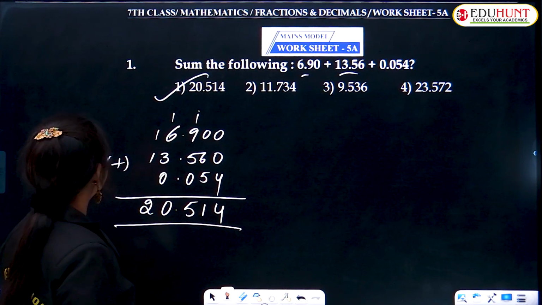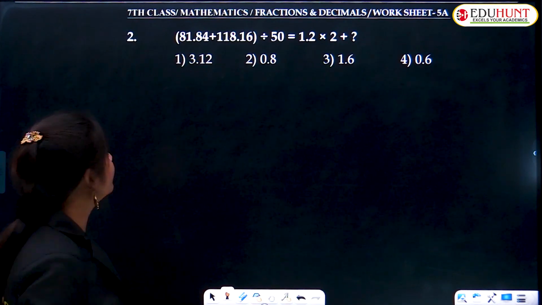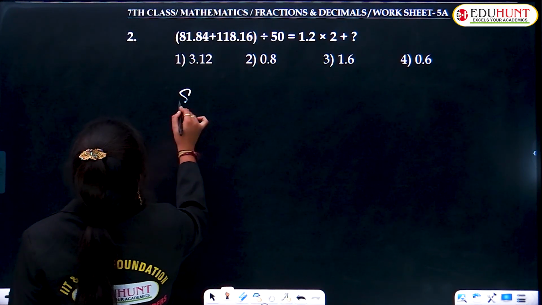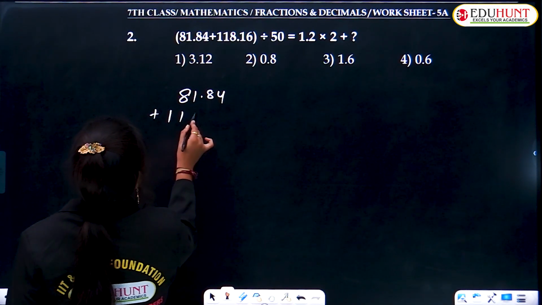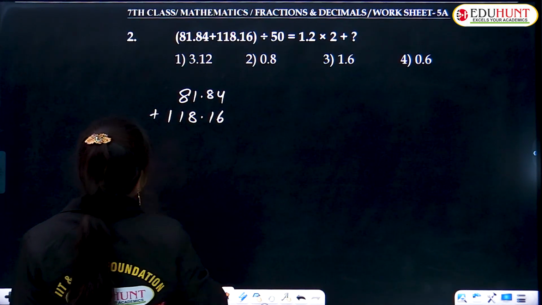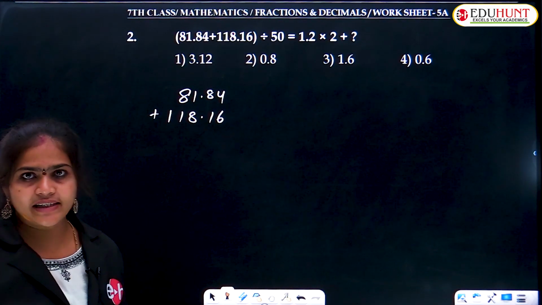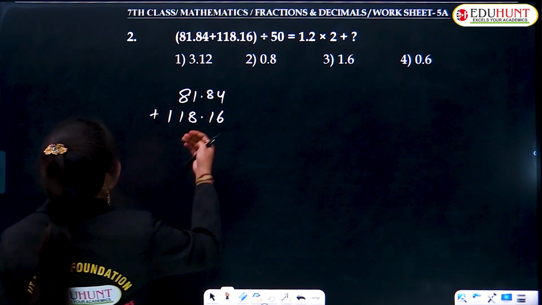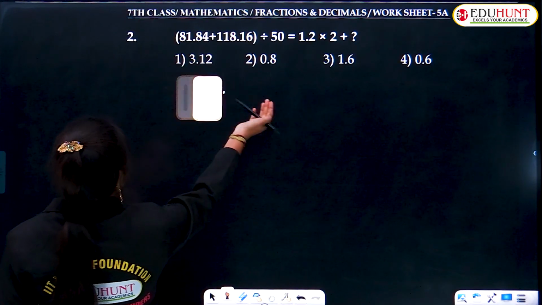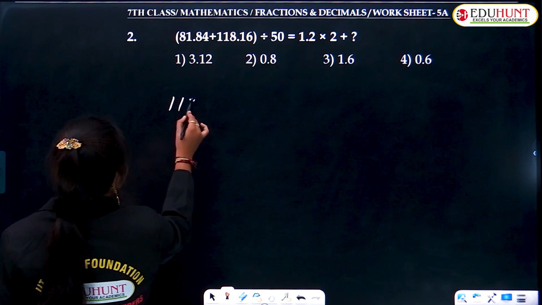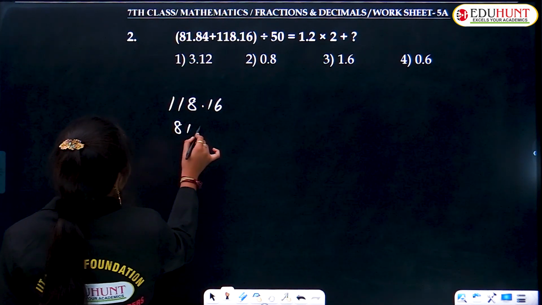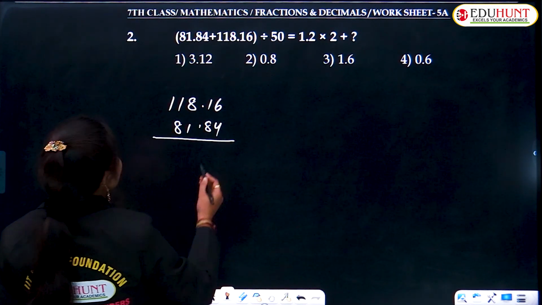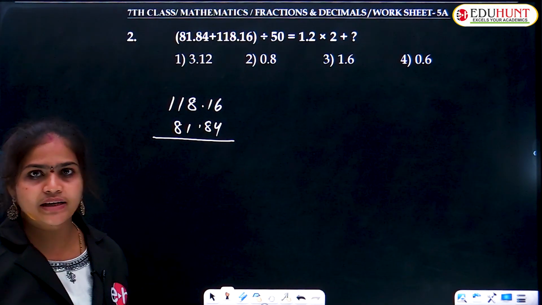Yes. Option 2, see here. What is it? 81.84 plus 118.16. You just have to add. In reverse also we can write, no? A plus B is equal to B plus A. Then here 118.16 plus 81.84. Just take the addition of those two decimals.